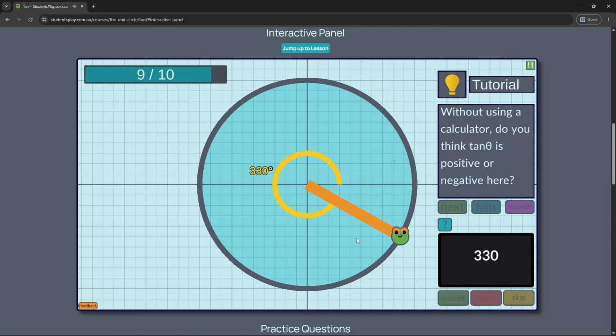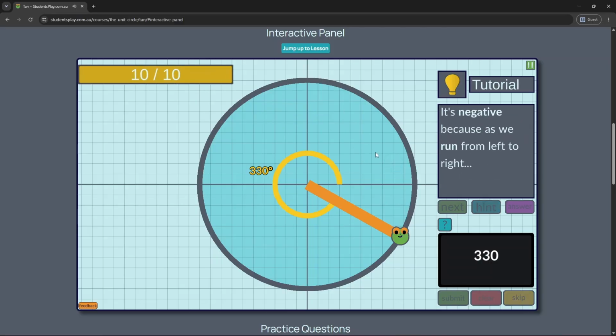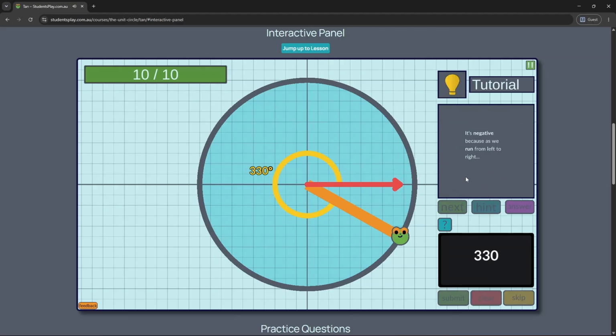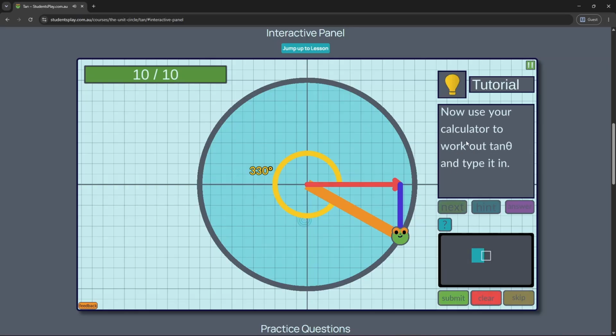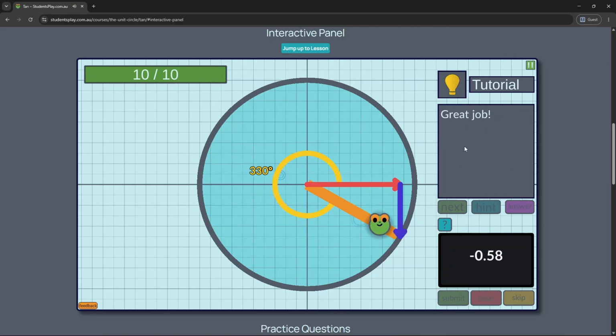Without using a calculator, do you think tan theta is positive or negative here? Well, we go from left to right and we rise negatively. So I'm going to say negative. It's negative because as we run from left to right, we rise negatively. Awesome. Now use your calculator to work out tan theta and type it in. Okay, tan of 330 would be negative 0.58. Great job. Thank you.